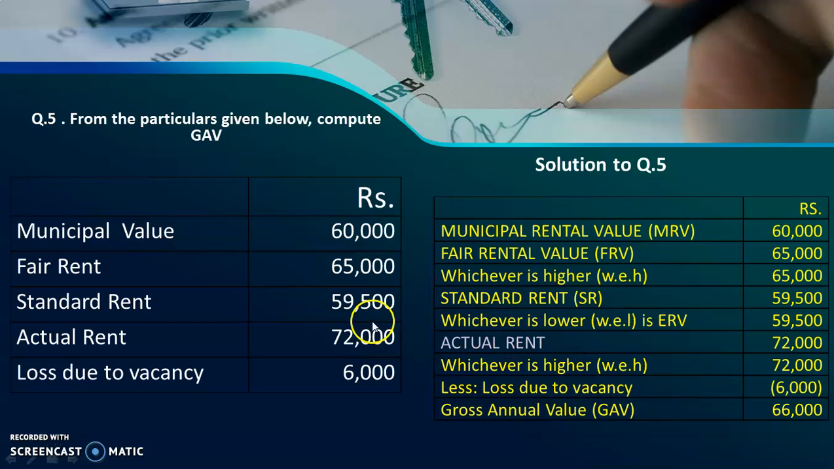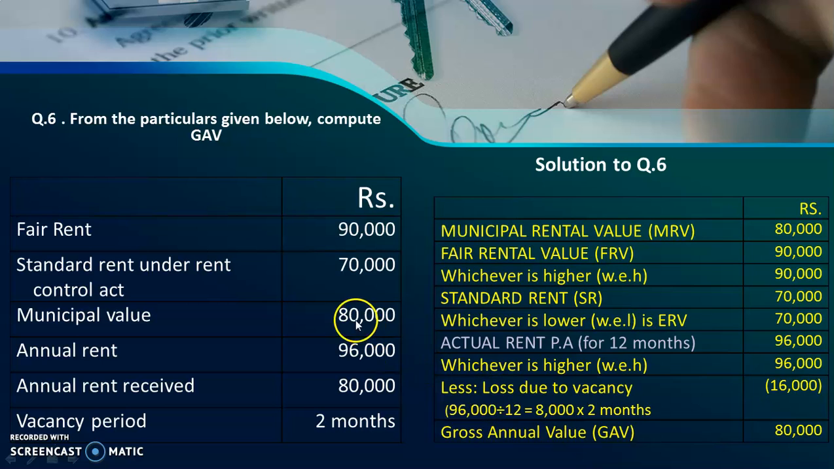Actual rent which is given in the question is 72,000. Compare and take the higher value, and this is not the GAV. If we are provided with the information of loss due to vacancy, then it is to be reduced from that higher value, that is from 72,000, 6,000 is to be reduced. We are getting 66,000, and this will be the GAV for the given problem. So this is how the loss due to vacancy is to be considered. After comparing the actual rent, we have to take the higher value from which loss due to vacancy is to be reduced to get GAV.